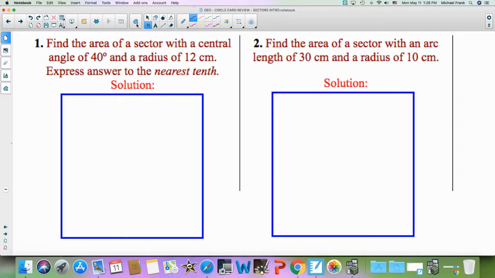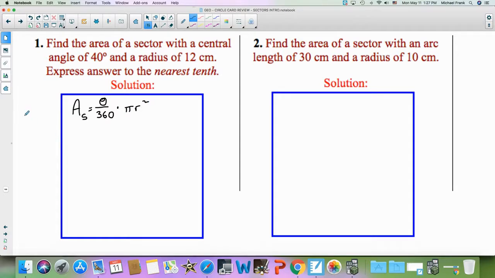So in this particular example number 1, it says find the area of a sector, a slice, with a central angle of 40 degrees and a radius of 12 centimeters. Express your answer to the nearest tenth. Well, let's remember that the formula for the area of a sector when I'm using the central angle is going to be my angle, I use theta here, out of 360 to get the fraction. And I'm going to multiply that by the area of the circle, which is pi r squared.